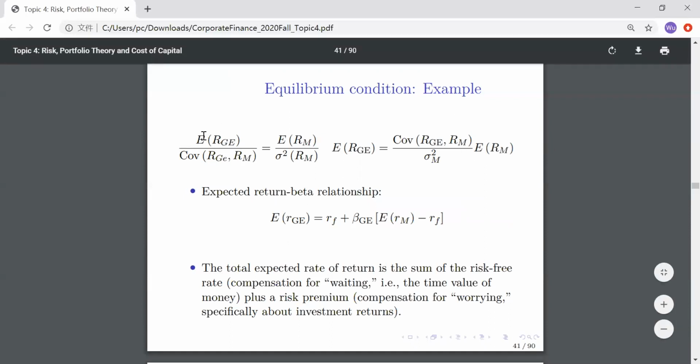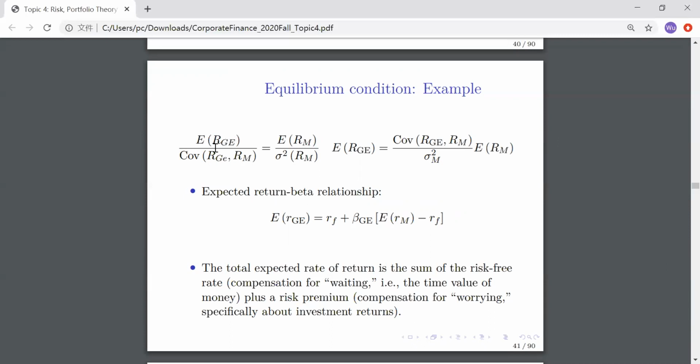So basically the idea is that the expected return of, let's say, this stock called GE, General Electric, divided by the covariance of GE and the market should be equal to the expected market return divided by the variance of the market return, right? So in our case, the expected return on GE should be equal to the covariance of GE with the market divided by the variance of the market times the expected market return, right? And this is essentially the beta we are talking about, right? How sensitive GE is. And this is called the expected return beta relationship after we reorganize this term.